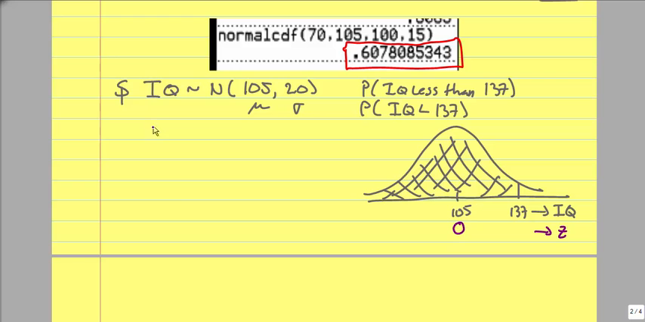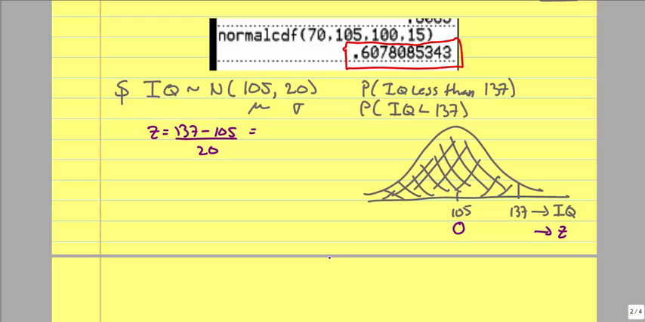Let's see what happens with 137. So I take 137 minus my mean of 105 divided by 20, my standard deviation. So when I subtract here, 137 minus 105, and I take that answer and divide it by 20, I have to round it to the nearest hundredth, because my tables only go out to the nearest hundredth.